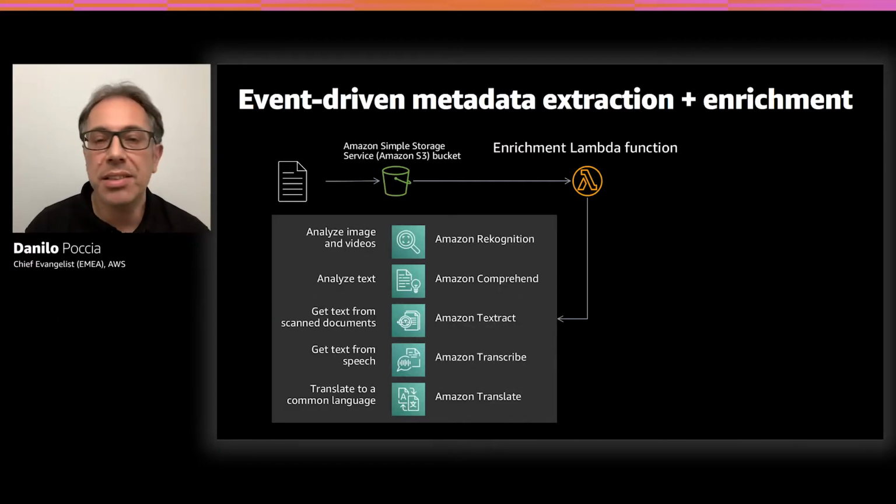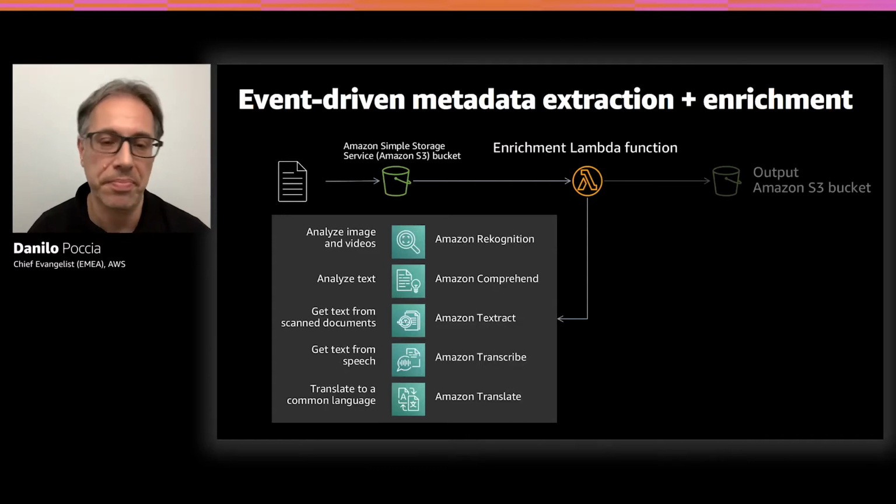You can use Amazon Textract to extract text from scanned documents. You can use Amazon Transcribe if you have an audio file with a conversation to transcribe that conversation into text that then you can, for example, analyze with Comprehend. Or you can translate everything into a common language. So if you have multiple languages, you can maybe translate everything to English and then analyze the English translation.